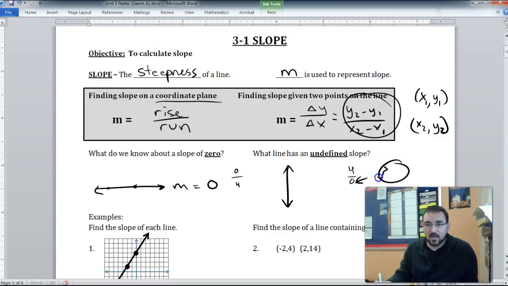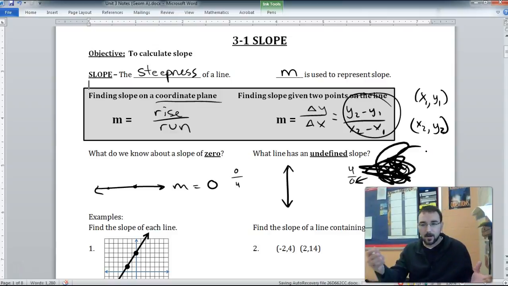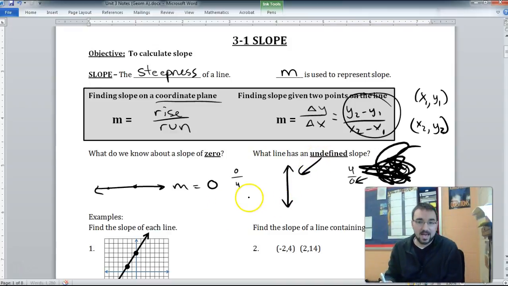If that happens, then if this is the world, right? Okay? If we divide by 0, boom. World explodes, right? No. But you know that we can't divide by 0, so this is going to be an undefined slope, because we don't really have one in this case.